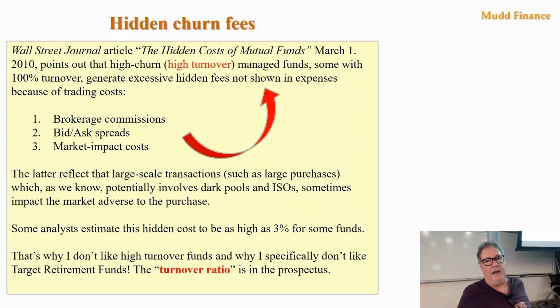Their goal, in fact, is to outperform the S&P 500. Many of those have turnover rates of 100%. That means they go through their entire portfolio in one year. And that's a lot. Many of them have 80%, compared to an index fund, which will have a turnover ratio of 6% or so. They generate excessive hidden fees that aren't shown in the expenses because there's no way to show them.